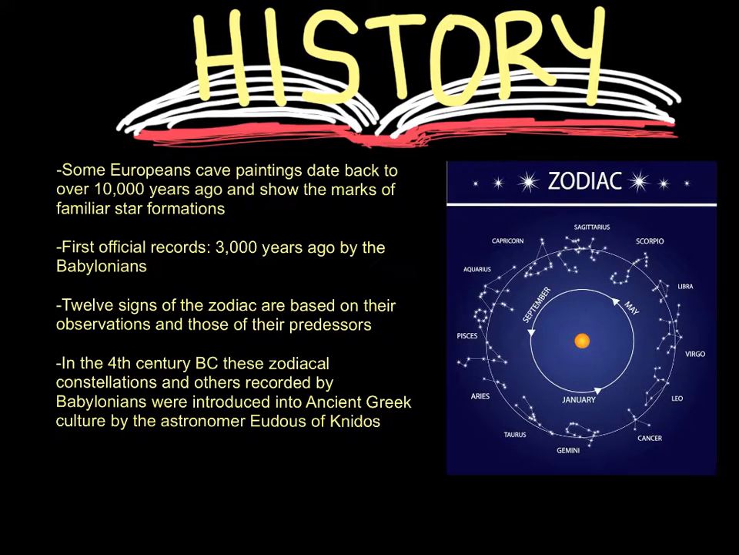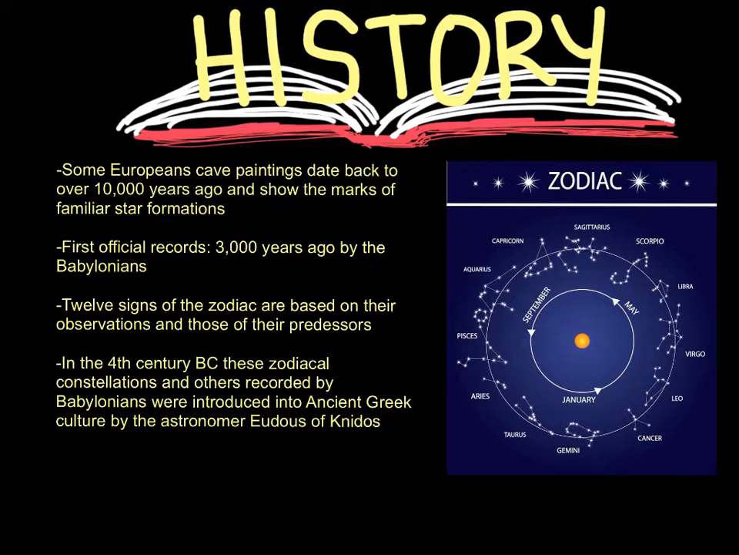So now for some history of constellations. This was probably my favorite part of this project. The history of constellations kind of intrigued me to research this topic just because I wanted to know where constellations came from, where they derived from. For as long as mankind has existed, it's likely that we have always recognized patterns in the sky. And some European cave paintings date back to over 10,000 years ago and show the marks of familiar star formations that we know as constellations today.